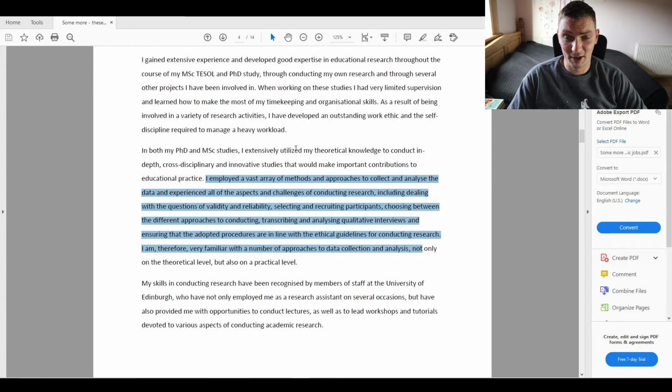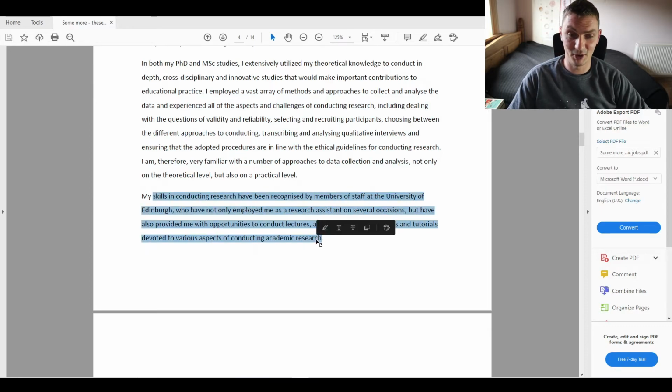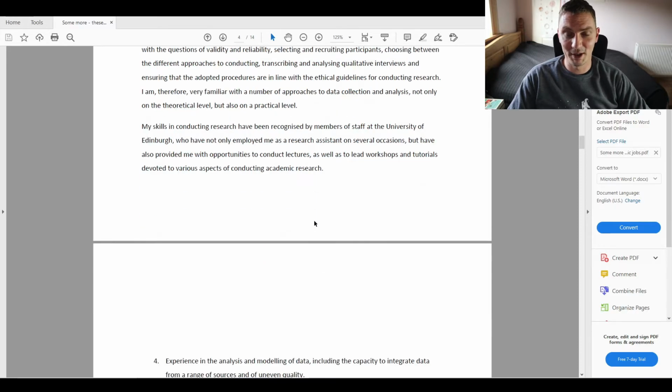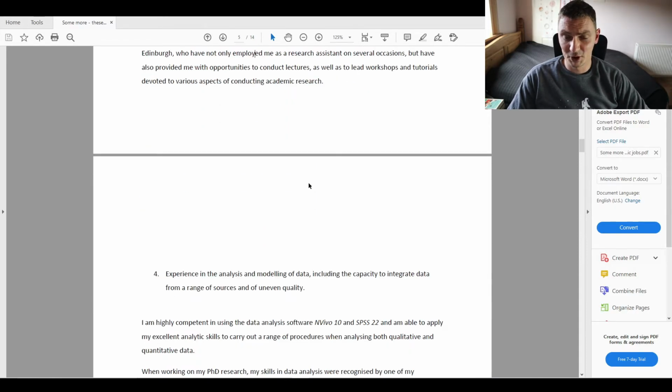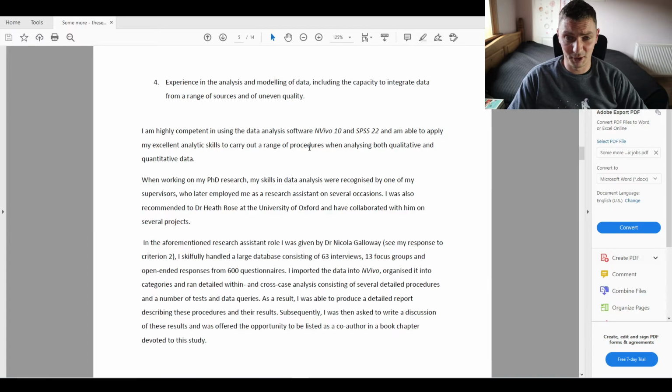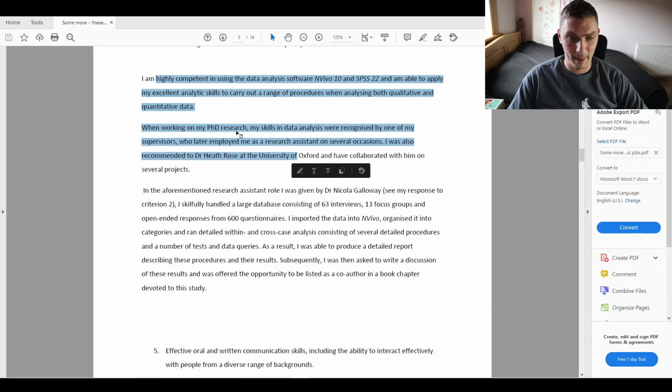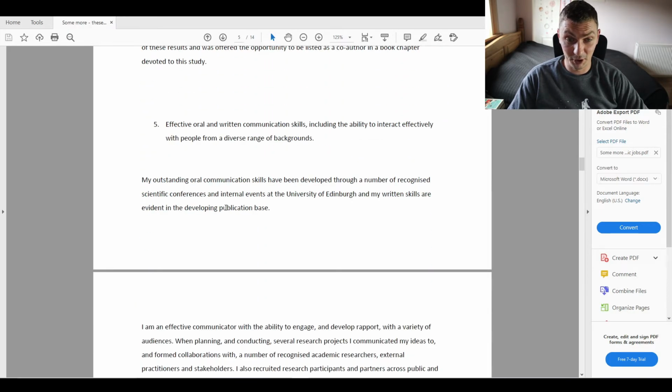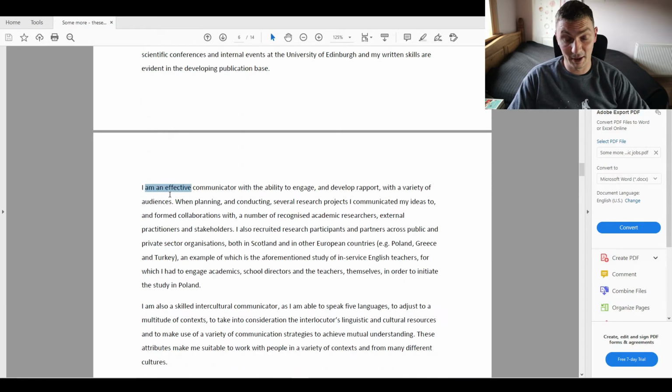And here, as you can see, I'm saying the same thing that I said in the other application. My skills have been recognized by staff members at the university. So it's always about the result, the STAR model. There is nothing else in this particular application, because here again I'm talking about my data analysis skills and the software skills. I'm talking about effective oral and written communication skills, and I'm using the exact same sentences as in the other application, but to argue different points.